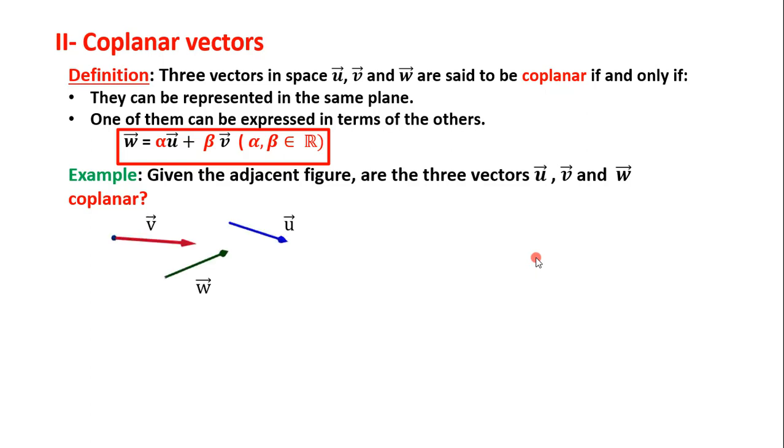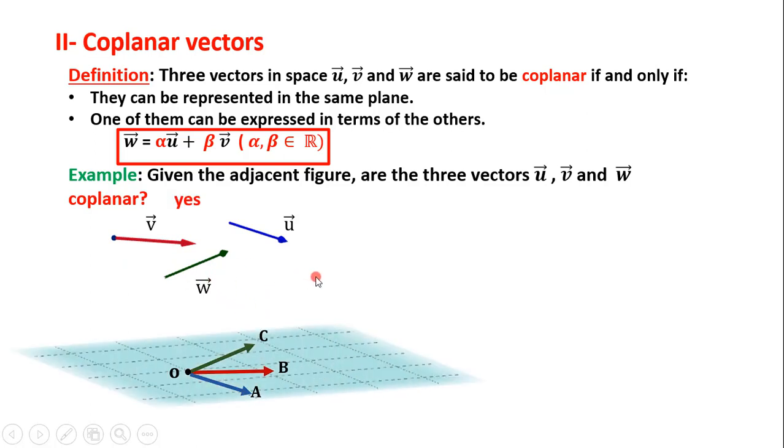Are these 3 vectors coplanar? So we locate a point O and we draw a vector OA equal to u, a vector OB equal to v, and a vector OC equal to w. These 3 vectors are in the same plane, so the 3 vectors u, v, and w are coplanar.